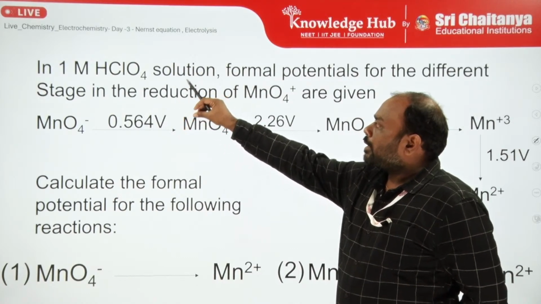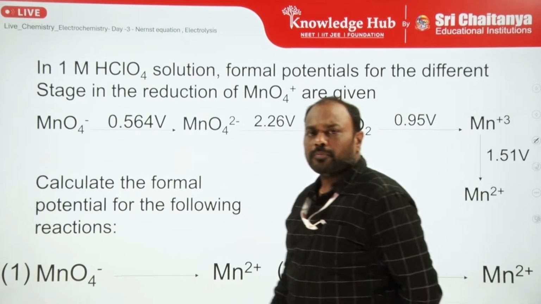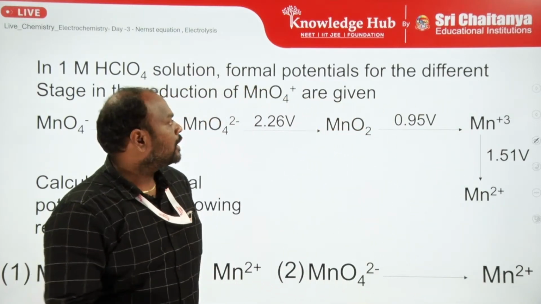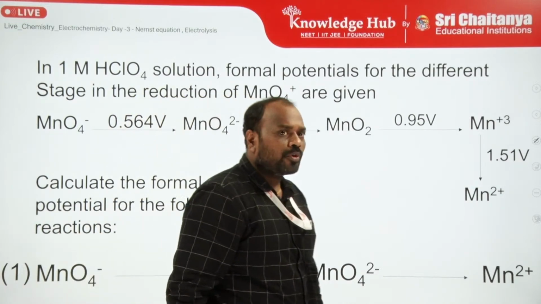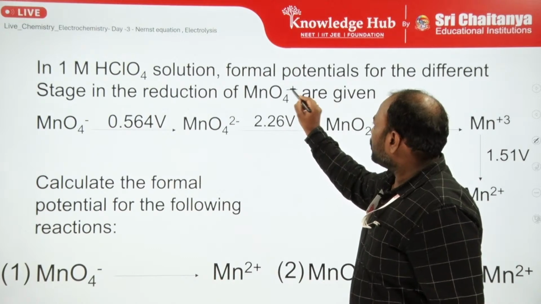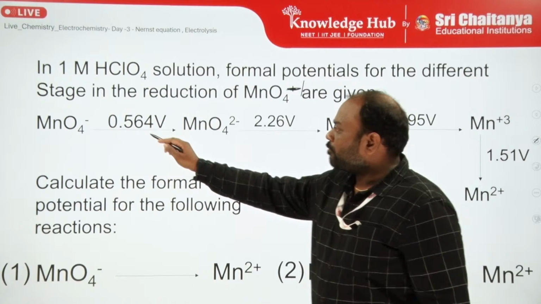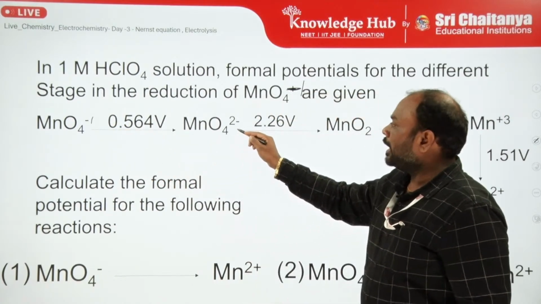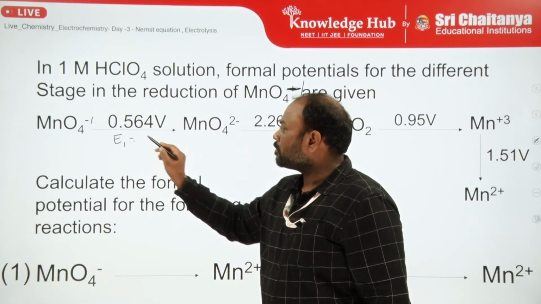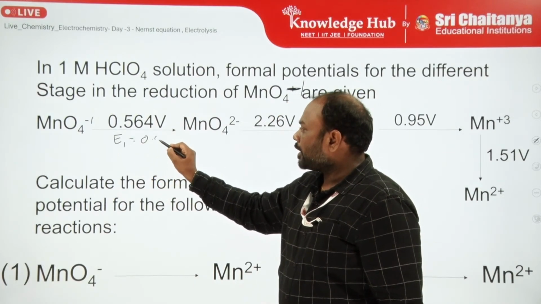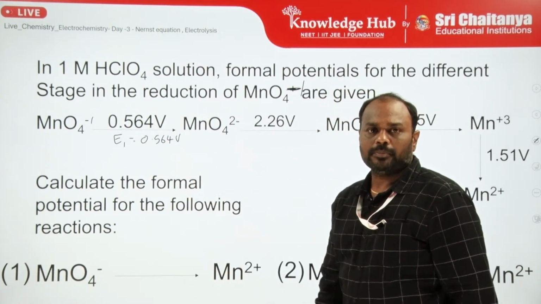A 1 molar HClO4 solution is given. The formal potential, which is nothing but the electrode potential for the different stages in the reduction of MnO4 minus, is given. MnO4 minus 1 turns to MnO4 minus 2. What is the electrode potential here? E1 equals 0.564, given. This is the first electrode potential, the first step.